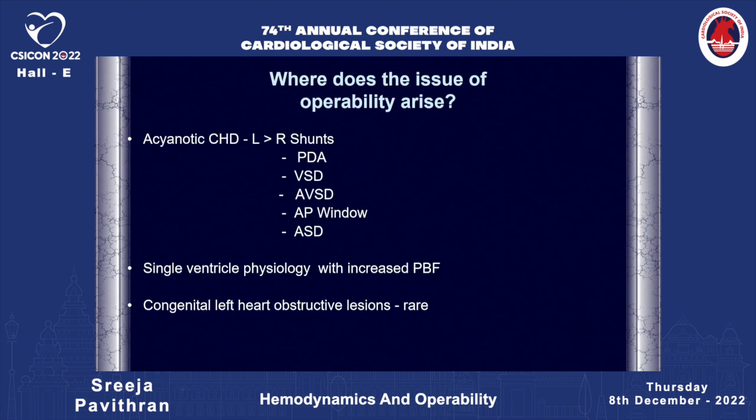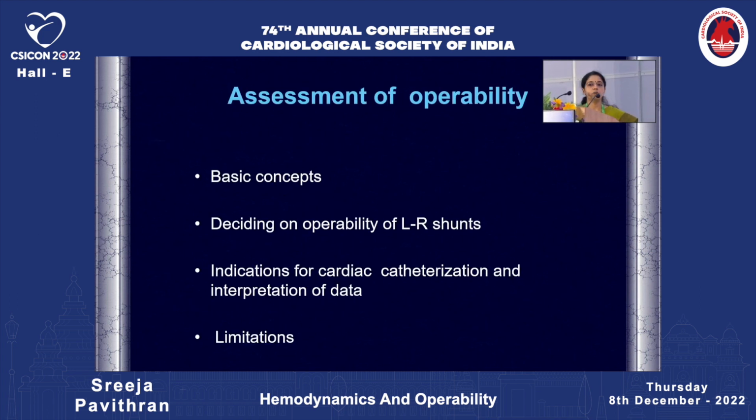As you all know, commonly it is in the left to right shunt lesions like a VSD, ASD, PDA, AV canal defect, AP window, and rarely it is in single ventricle physiologies with an increased pulmonary blood flow, where we need to decide whether the patient should go for the first stage palliation, and very rarely congenital left heart obstructive lesions. So we'll go through some of the basic concepts.